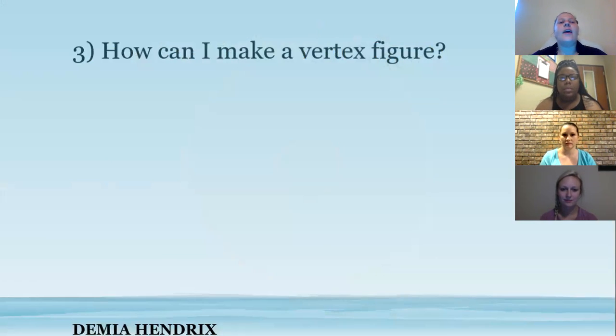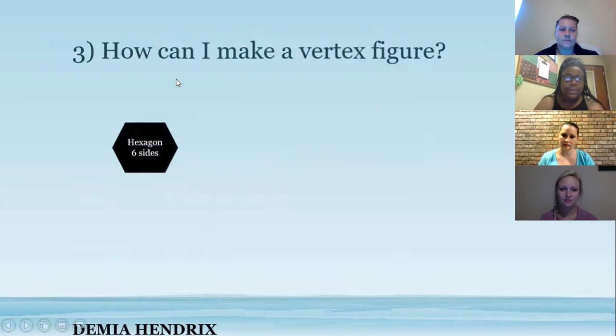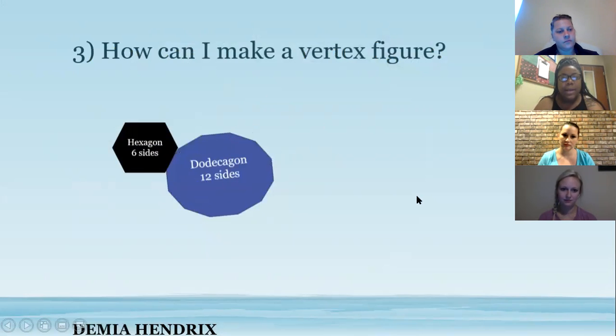Maya, how can I make a vertex figure? Okay, we had a question from our homework, and it was asking if Maya's was correct. Hers was incorrect for that particular question because it didn't equal 360. So what we're going to do is use different shapes to see if we can make a vertex figure. We're going to have a hexagon, which has 6 sides, a dodecagon, which has 12 sides, and a square, which has 4 sides.